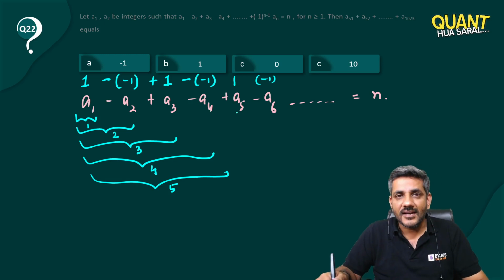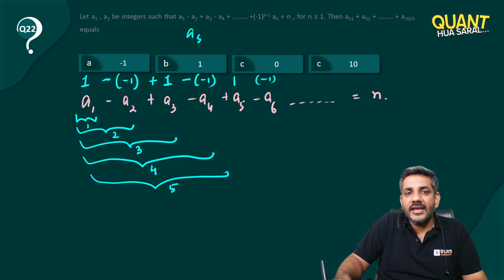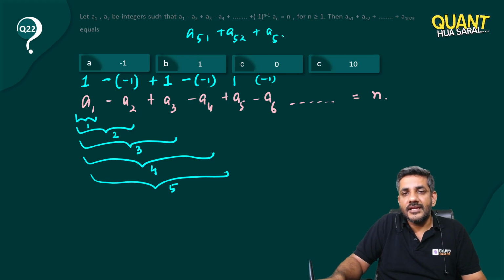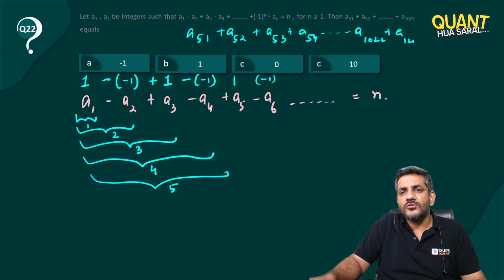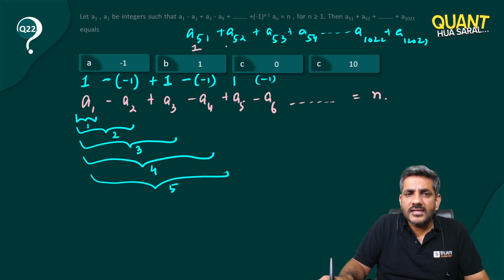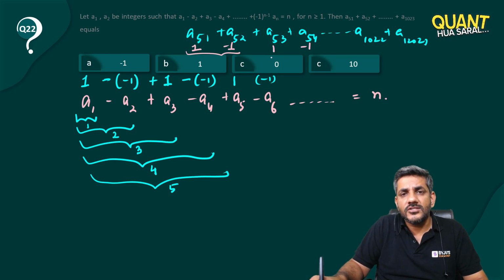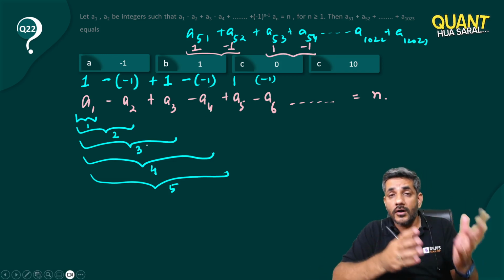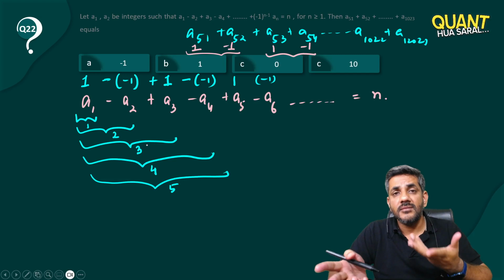What is the question asking us? Question is saying a51 plus a52 plus a53 plus a54 and so on and so forth, up to a1023. Now the simple point is, if this is 1 and this is minus 1, their sum is 0. This is 1 and this is minus 1, their sum is 0. Every odd term is 1, every even term is minus 1.